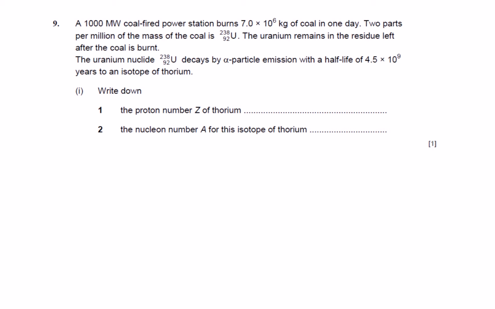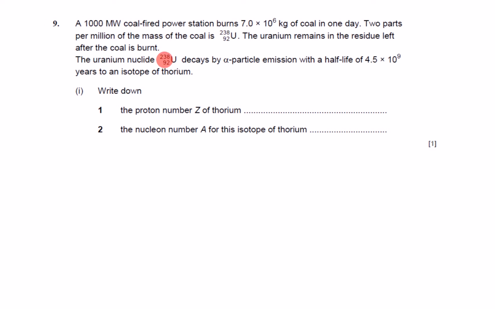So the final question then. We've got a 1000 megawatt coal-fired power station. It burns 7.0 times 10 to the 6 kilograms of coal in one day. 2 parts per million of the mass of coal is uranium-238. The uranium remains in the residue left after the coal is burnt.